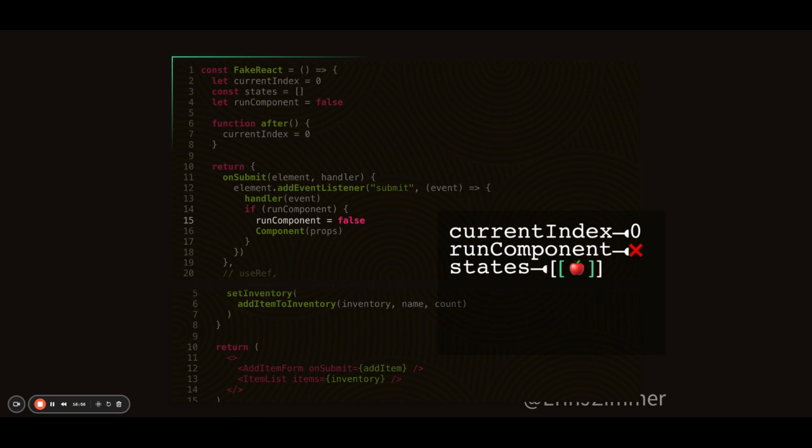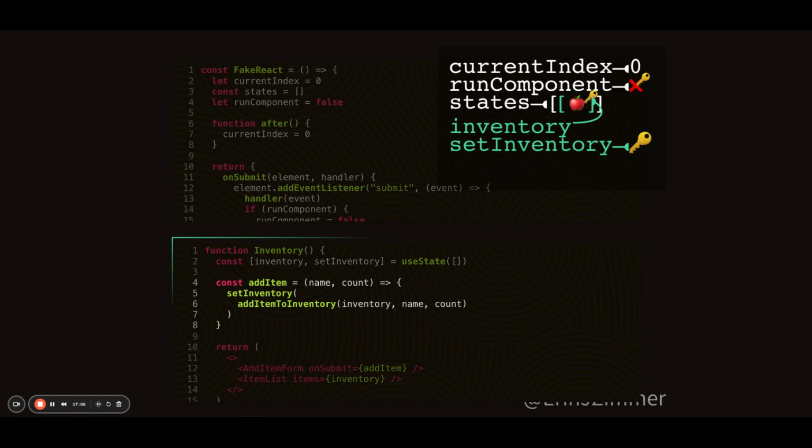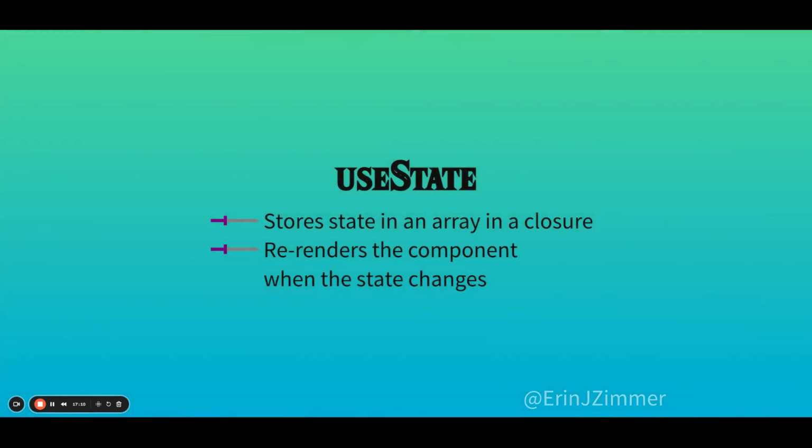So first we're going to set that flag back to false, and then we're going to render the component again. So once again, we'll call useState and grab our inventory and setInventory function. We'll declare our addItem function, and we'll return our JSX. Okay, so that's useState. It stores state in an array in a closure, and it re-renders the component whenever the state changes.